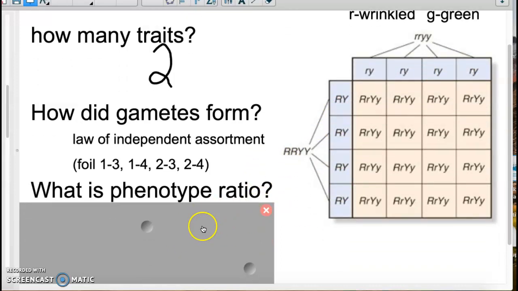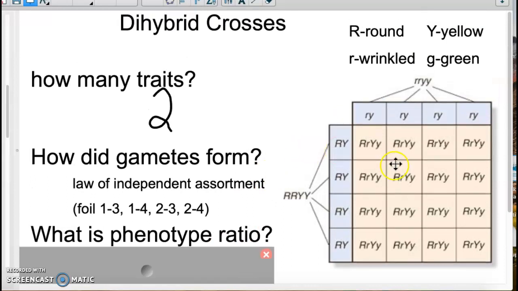And so if you looked at this, looking at how many different phenotypes are in this Punnett square, well, we see round and yellow, round and yellow, round and yellow, round and yellow. And if you look, all of them are one phenotype. So there's actually only one phenotype in this Punnett square. This was an easy one to analyze, and it only has one genotype difference as well. Both of the traits are heterozygous. Capital R, lowercase r, capital Y, lowercase y.